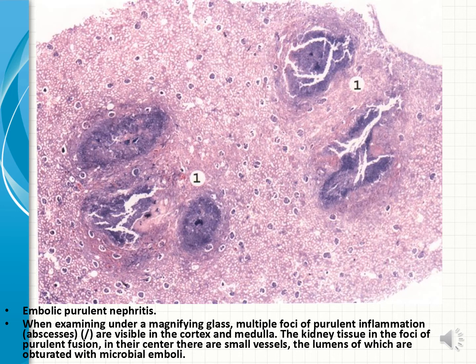When examining under a magnifying glass or low magnification of the microscope, we see multiple foci of purulent inflammation, abscesses, which are visible in the cortex and the medulla, the kidney tissue in the foci of purulent fusion. In their center there are small vessels, the lumens of which are obturated with microbial emboli.